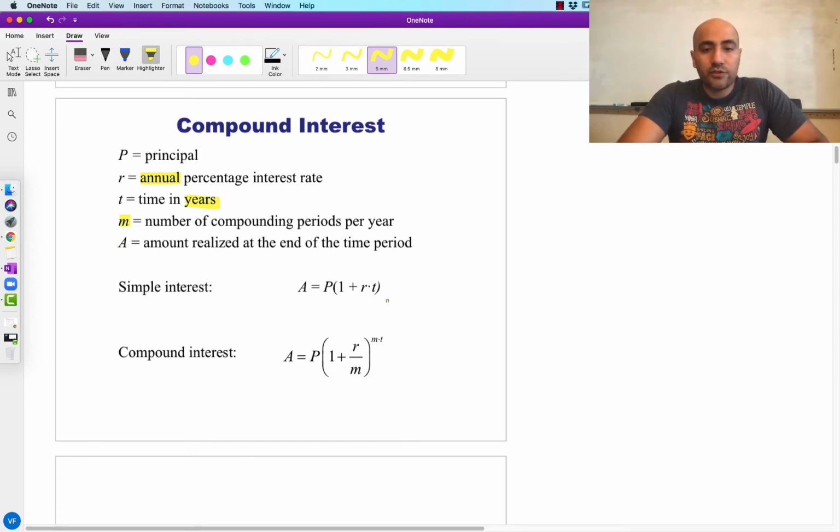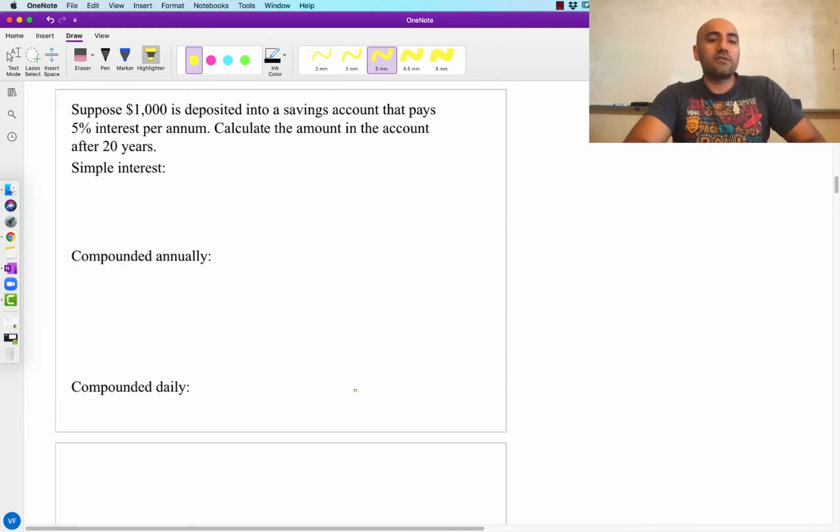Okay, so simple interest would follow this formula. It's A equals P times (1 plus RT). So we'll see an example like this in a second. And then compound interest follows this formula: A equals P times (1 plus R over M) to the power of MT. Okay, so let's look at some examples. Suppose $1,000 is invested into a savings account that pays 5% interest per annum, per year. Calculate the amount in the account after 20 years.